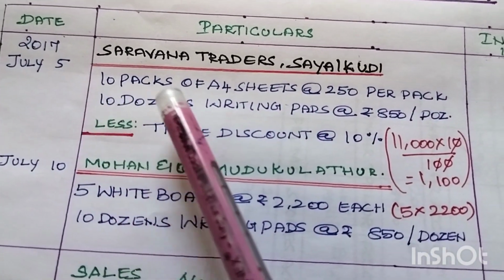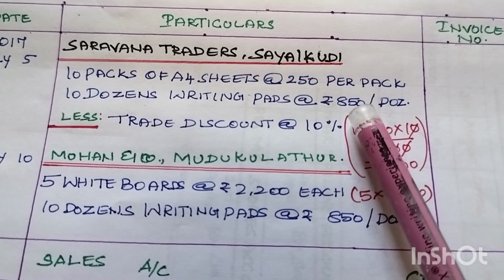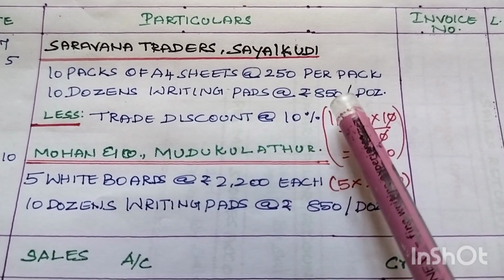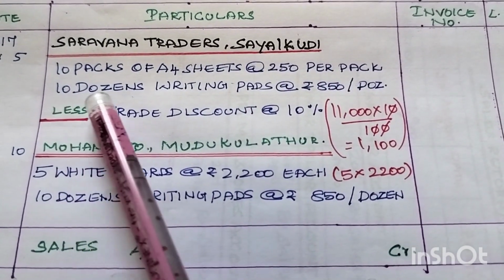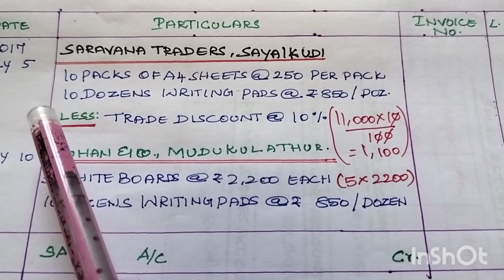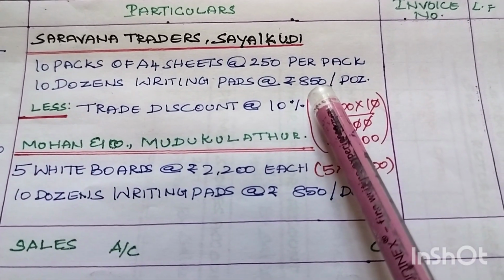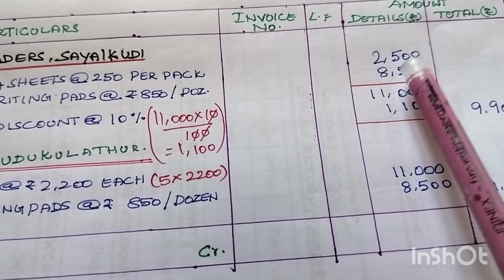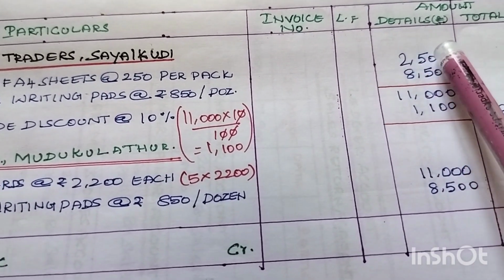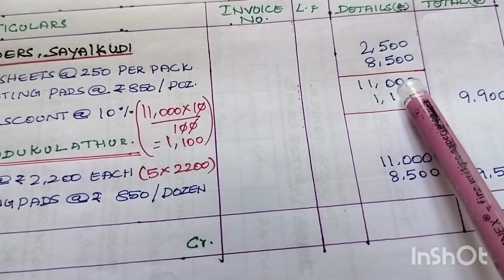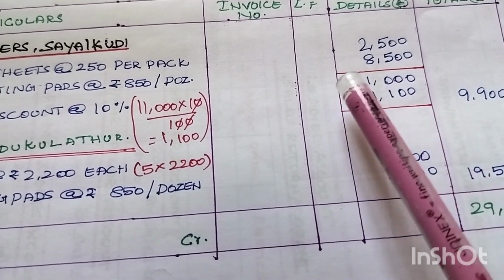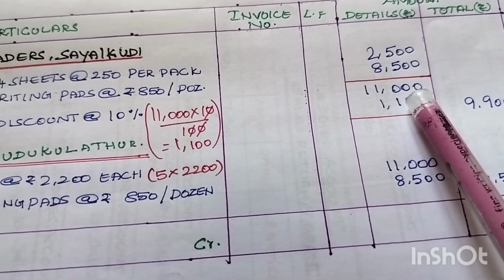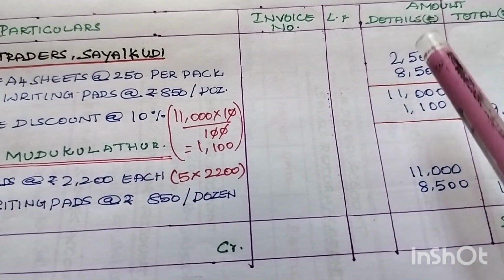Then 10 dozens of writing pads at rupees 850 per dozen. So per dozen writing pad is how much? 850. How much for 10 dozens of writing pads? You need to multiply 10 into 850. You got 8500. That amount you have to enter into the details column. Then you have to write the total below in the same details column. What is the total? 11,100. So you enter the total into the same details column.